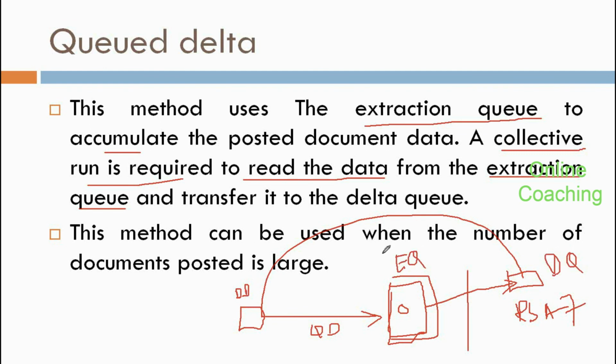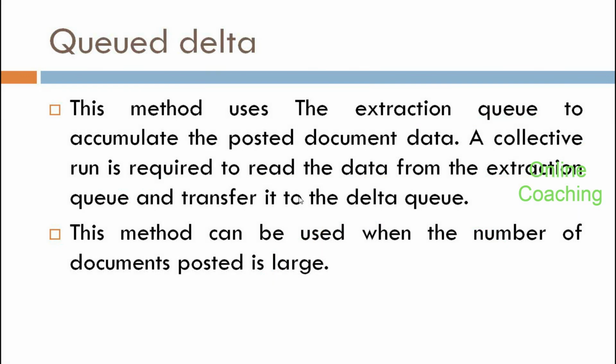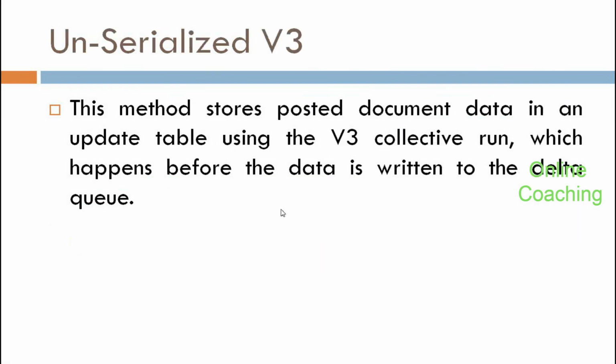This method can be used when the number of documents posted is large. I don't want to dump all the records into the delta queue. So I am sending the records here. All the records go and sit down here. Then the records will be posted one by one here. That is called queued. The name itself says queued. Is it clear, guys? Yes.